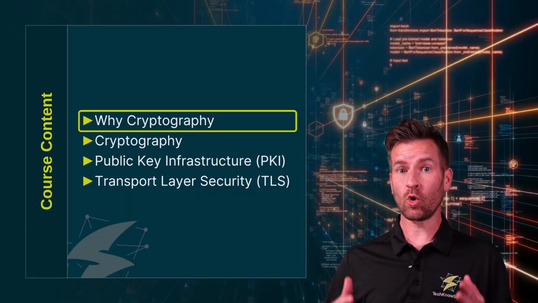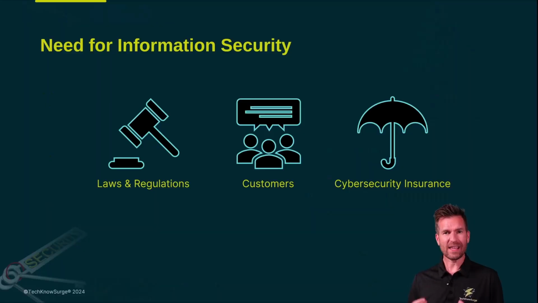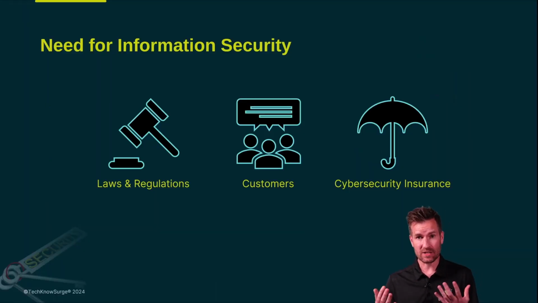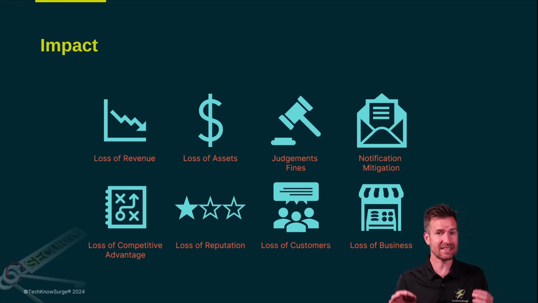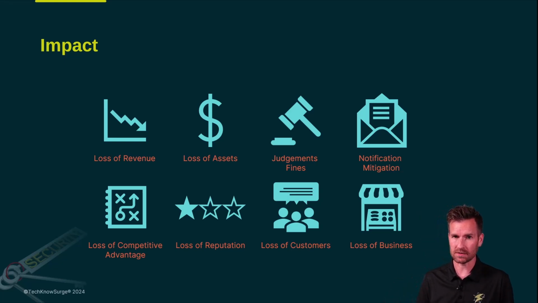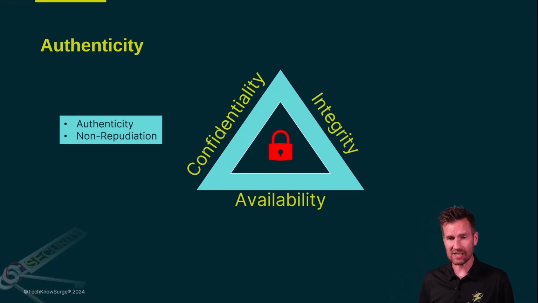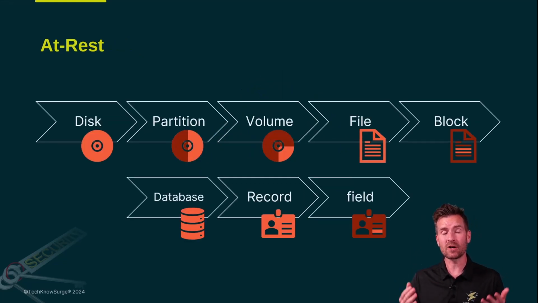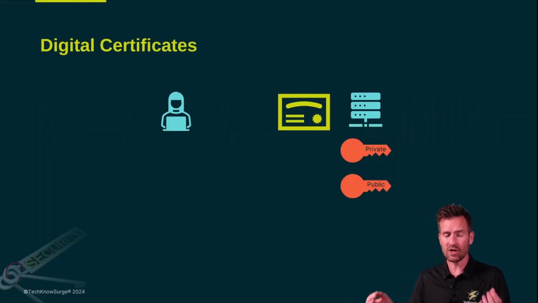In the first module, we briefly covered why and where we would use cryptography. We got into why the need for information security continues to go up and how the impact on businesses and organizations can be very impactful, and it's getting worse. We talked about the 5 pillars around information security and at what level we would apply cryptography at. And we gave an introduction to public key infrastructure, digital certificates, and digital signatures.